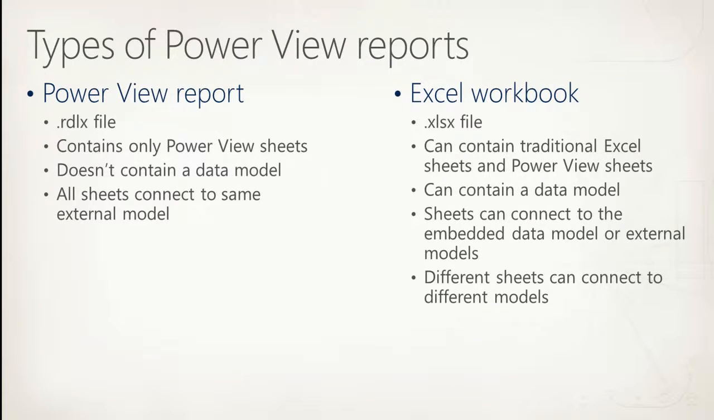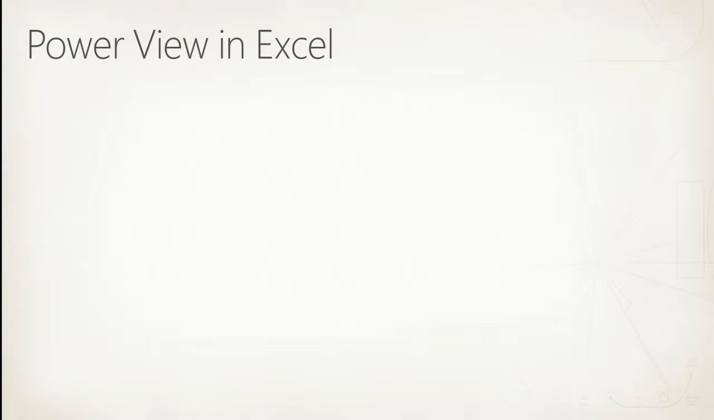Some of those sheets can connect to that embedded data model in the same workbook, so you can think of it as the workbook connecting to its own cache. Or they could connect to external Analysis Services models as well. And different sheets in that workbook can connect to different models. They don't all have to connect to the embedded model or all have to connect to external models. Some can connect to the embedded model, some can connect to external models.